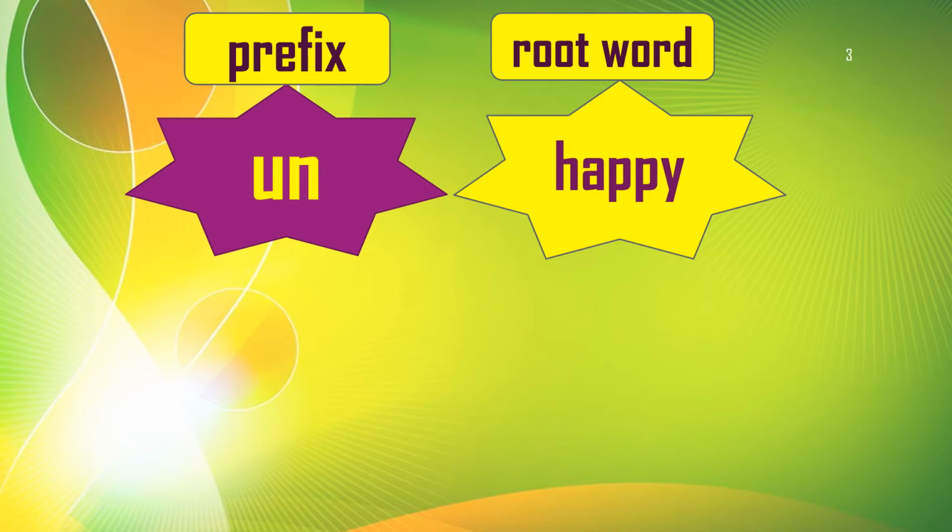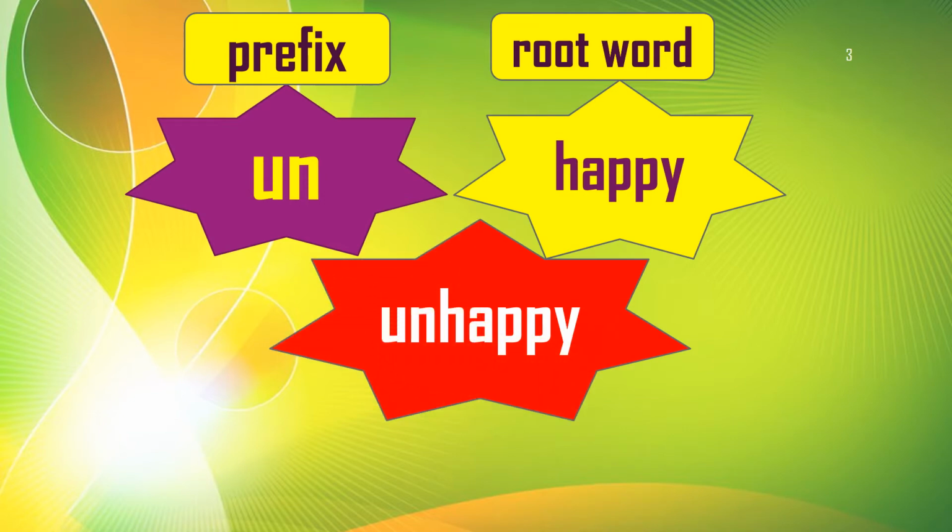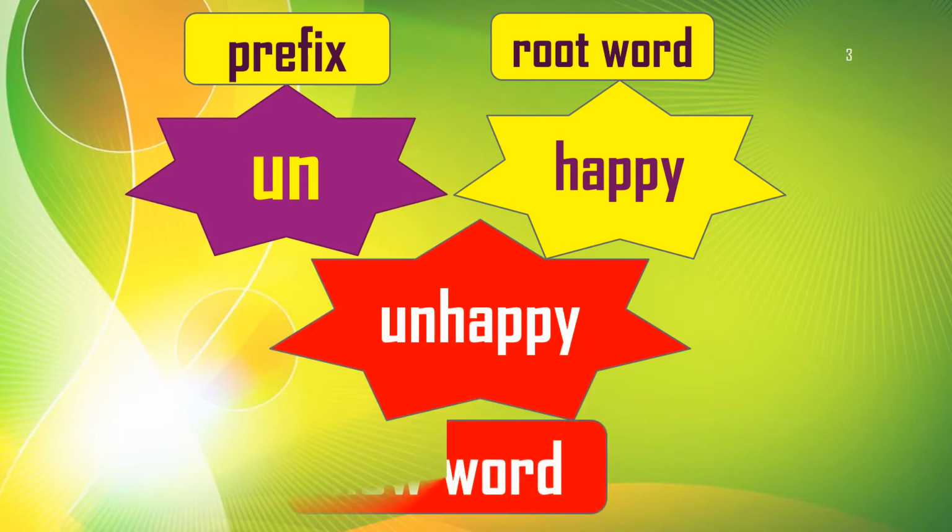But let's see, after adding un to happy, which word do we get? We get a new word, that is unhappy. Exactly the opposite of happy: unhappy. We have got a new word after adding un to happy. So here two new concepts are there, prefix and root word. That's what we are going to learn in today's session. So look carefully, listen carefully, and read what you can see on the slides.